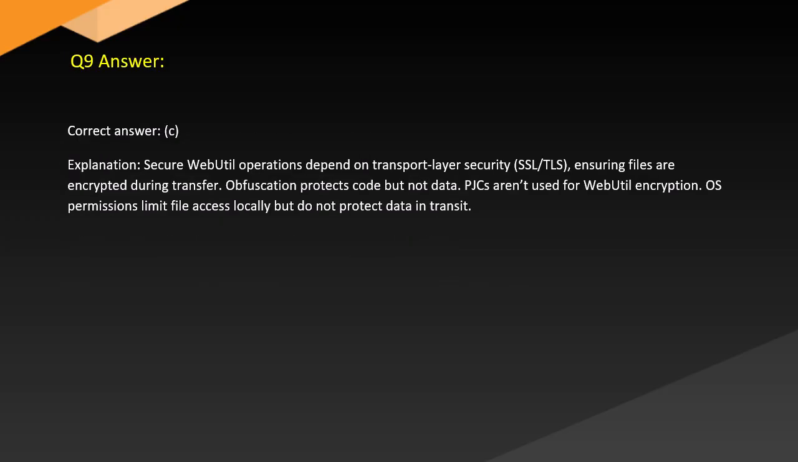Answer. Correct answer, C. Explanation. Secure WebUtil operations depend on transport layer security, SSL, ensuring files are encrypted during transfer. Obfuscation protects code but not data. JCEs aren't used for WebUtil encryption. OS permissions limit file access locally but do not protect data in transit.